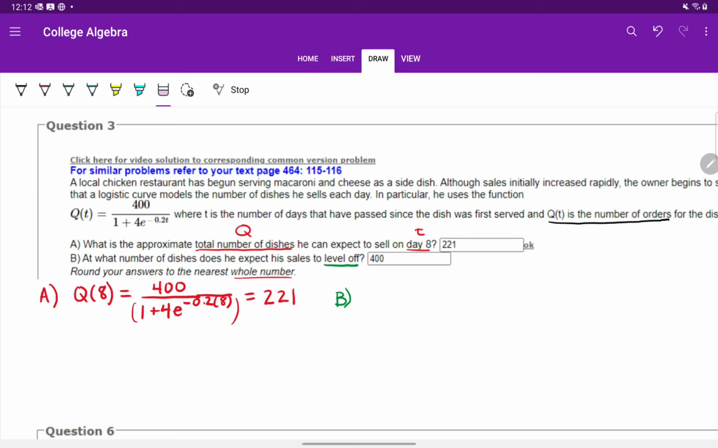Off the top of my head, I actually don't know what this function is going to look like. Maybe it's a function that increases like this, but eventually, at some point, there's going to be a horizontal asymptote. And that's what this question is asking. Where will the sales level off? Where will our horizontal asymptote be located? So to answer this question, we need to take a closer look at the function itself.